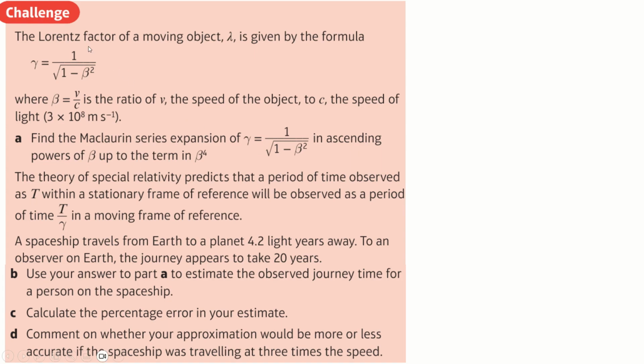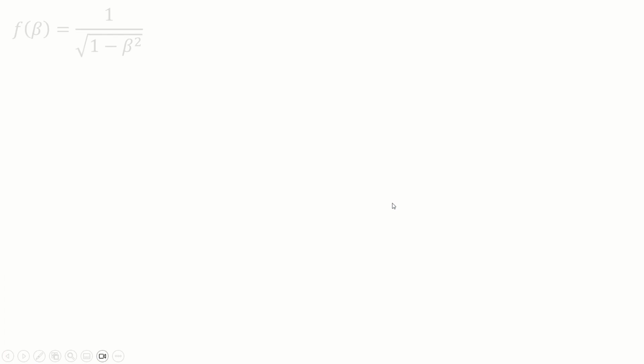The Lorentz factor, which I vaguely remember doing at university, but only very vaguely, I just remember the name, is given by this formula. Some stuff is here. Find the Taylor series expansion of this. Okay, well, I'm going to get rid of the question because obviously it's taking up a lot of the screen. So we're just going to call f of beta this maybe.